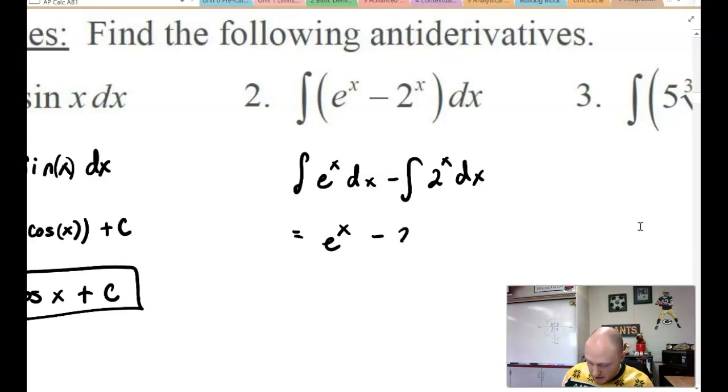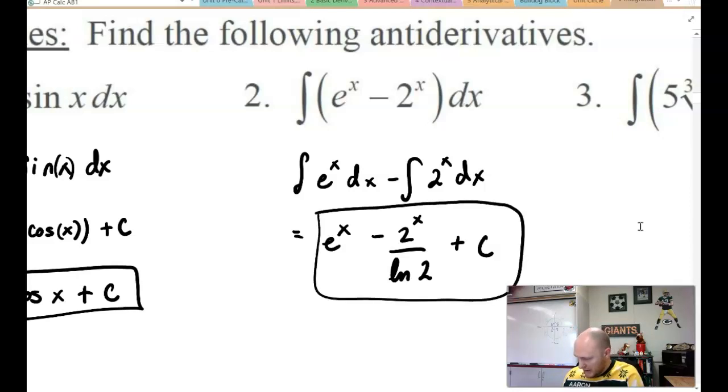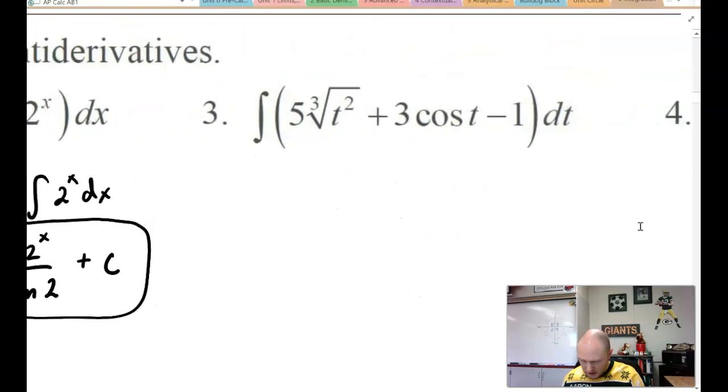That's the same thing, 2 to the power of x, but I also have to account for, if I was going to differentiate this, I'd have to multiply by the natural log of 2, so now I have to divide by the natural log of 2. And this is an indefinite integral, so we have to add on that constant that we would lose if we were taking a derivative. Okay, moving right along.